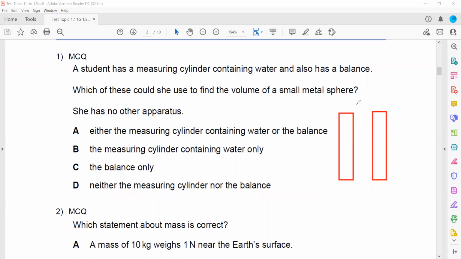So first one, that is a measuring cylinder which is filled with water, and then we place an object, a sphere, the level will change, and taking a difference of the two volumes we'll get the volume of this sphere, V2 minus V1. That's why B is the right answer.